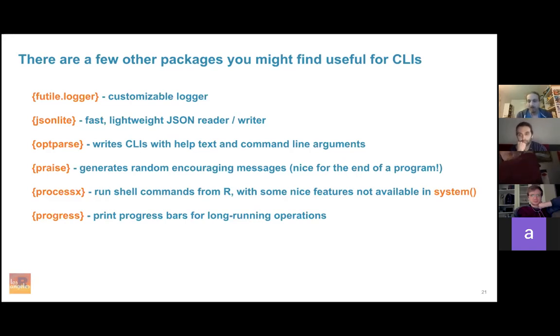futile.logger is a very lightweight logger. jsonlite is great for working with JSON. optparse does something similar to what argparse does. praise generates random encouraging messages. So you can have your CLI end with something like, you did great, you should be proud of yourself. processx is a package from the creator of crayon that has some more powerful mechanisms for running shell commands than what you might find in the built-in system and system2 commands.